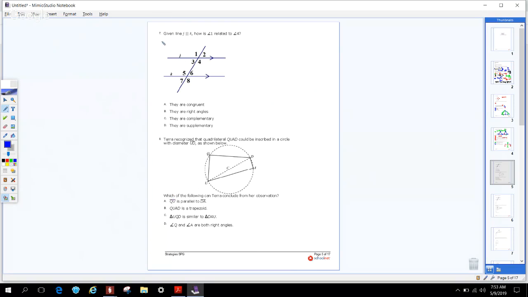Okay, next. You're going to have ones that say, how can you prove lines parallel? That's going to be one of the other AKS we have to go through. So let's look here. If lines J and K are parallel, so we know they are parallel, that's given. How are angle 1 and angle 4 related? Here's angle 1, here's angle 4.